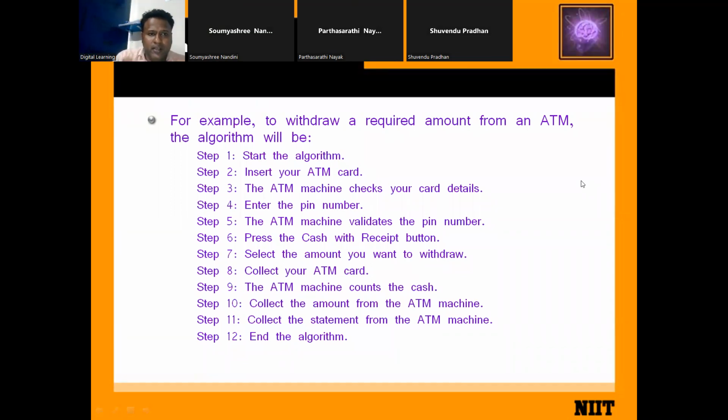First, start the algorithm. Insert the ATM card. When you are inserting the ATM card, the ATM machine checks the card details, whether the card is valid or not. Then, press the cash with receipt button. Select the amount you want to withdraw. Then, collect your ATM card. The ATM machine counts the cash. Then collect the amount from the ATM machine, collect the statement from the ATM machine. End of algorithm.